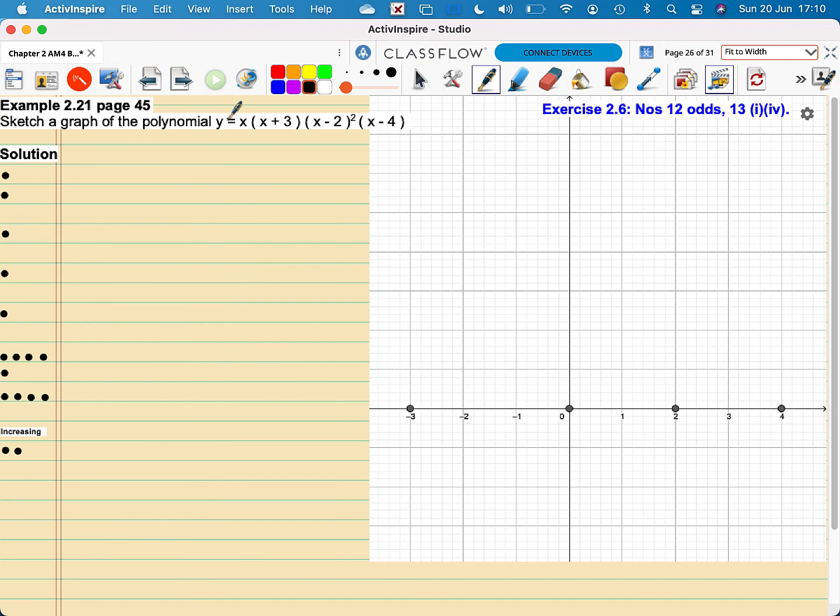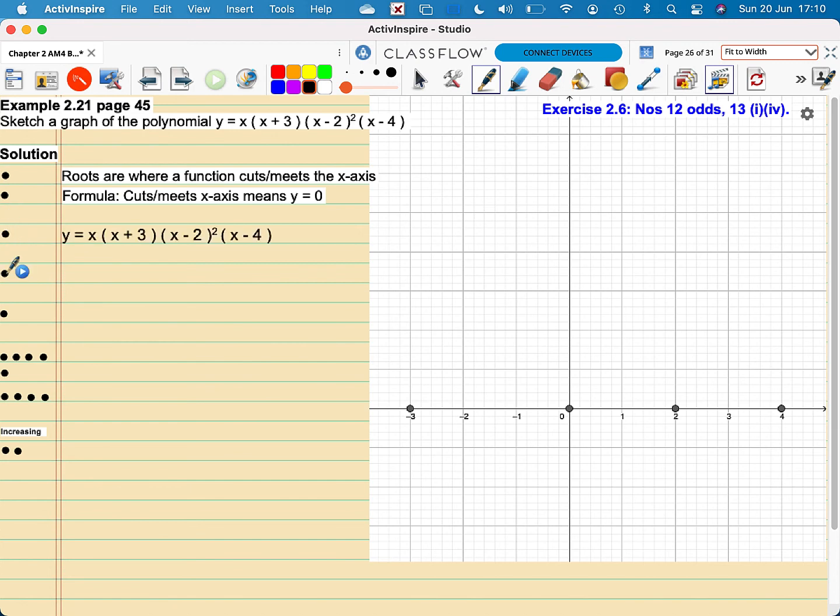Well, we know in order to find out where this graph cuts or touches the x-axis, we put y equal to 0. So we put y equal to 0, and we get this equation becoming this equation. Okay, we've rewritten the equation.